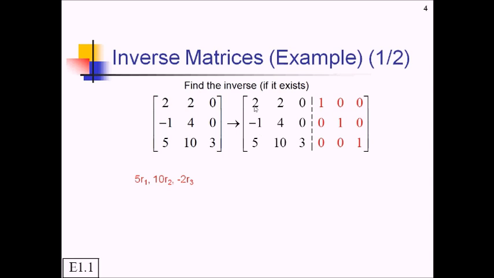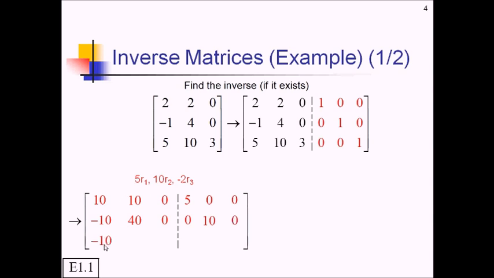So row 1 then, I'm going to have 10, 10, 0, and now we're changing the identity part of it, 5, 0, and 0. And then for row 2, that's going to be negative 10, 40, 0, 0, 10, and 0. And then for row 3, negative 10, negative 20, negative 6, 0, 0, and negative 2.